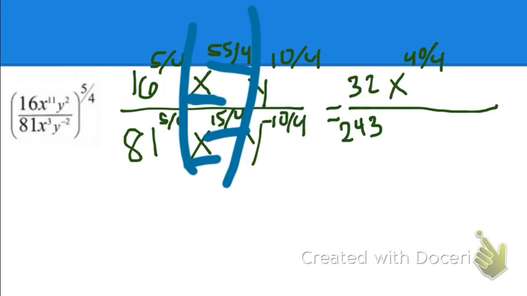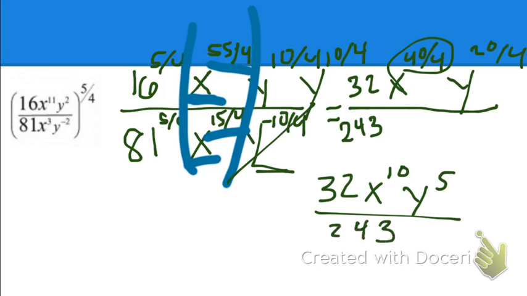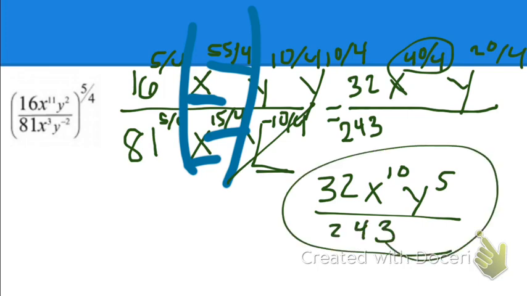And then this y to the negative 10/4, we can bring it up to the numerator and make it y to the positive 10/4 because we want to get rid of negative exponents. So if you have a variable with the negative exponent in the denominator, bring it up to the numerator. And you get y to the 20/4. Alright, our final answer is going to be 32, and then simplify this 40/4, make it x to the 10th, 20/4, make it y to the 5th, over 243. And that's the final answer.